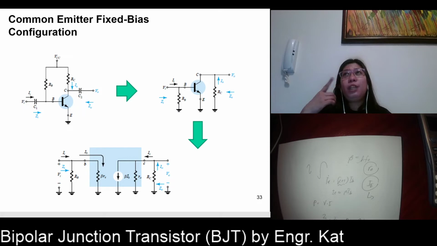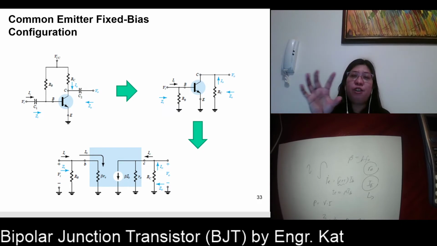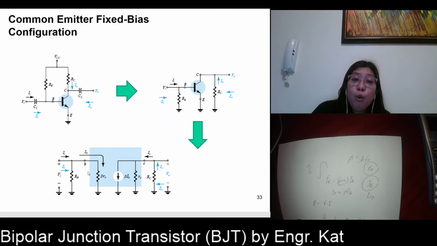Later on, I will be showing you the formulas for getting the input impedance, the current gain, the voltage gain, and the output impedance of the entire circuit. The four parameters that we have discussed, your ZI, your ZO, your AV, and your current gain, are for the blue portion only. We will still be getting your ZI, your ZO, your AV, and your AI using the entire circuit. So that will be our next video.